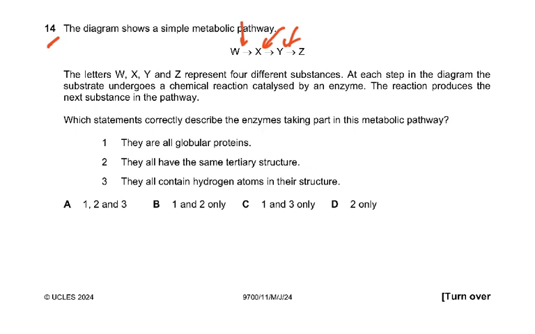Which statement correctly describes the enzymes taking place in the metabolic pathway? So each one is a different enzyme. They're all globular proteins, that's right. They all contain hydrogen bonds in their structure, so that is why the answer is C. They all have the same tertiary structure. How can we say that? We don't know the number and sequence of amino acids. They're all different enzymes. One is an amylase, one is a maltase, or one is a protease, one is a peptidase. So then they can't have the same tertiary structure. So this was wrong. So it's only 1 and 3.